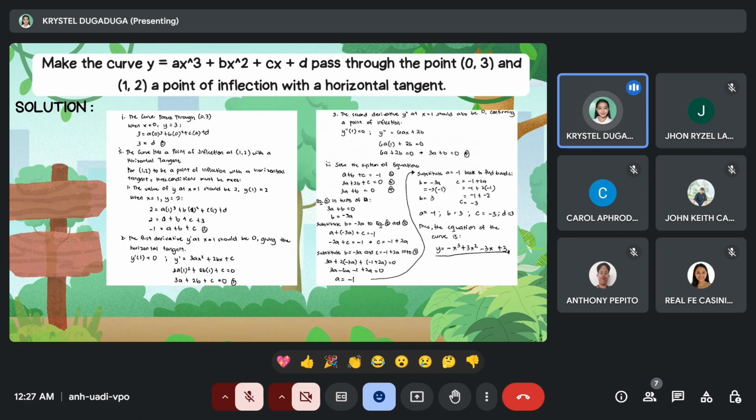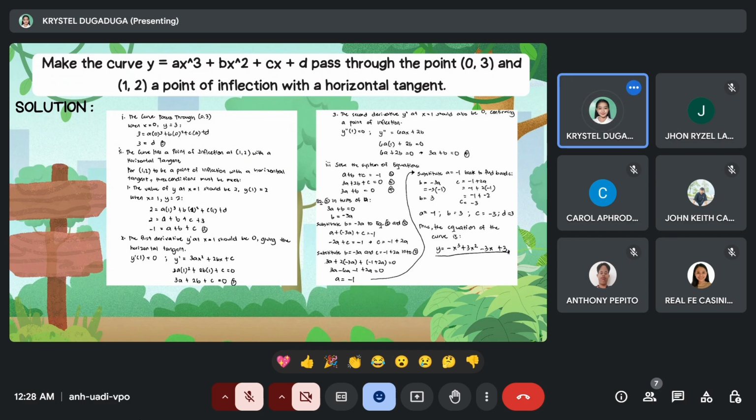The third condition is the second derivative at x equals 1 should also be 0, confirming a point of inflection. So the second derivative of y at 1 is equal to 0. So it results into 6ax plus 2b. So simply substitute, then we get 6a plus 2b equals 0. Then, as you have noticed, it can be simplified, which results into 3a plus b equals 0.